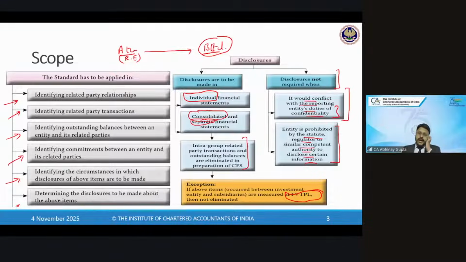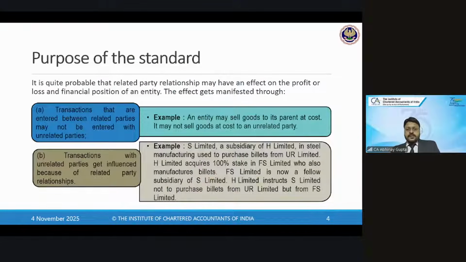So in case any law is contradictory to any disclosure requirement of this standard, then that disclosure can also be skipped, right? So these are the two situations where disclosure can be avoided. Otherwise, all the disclosures are mandatory. Clear? Clear.